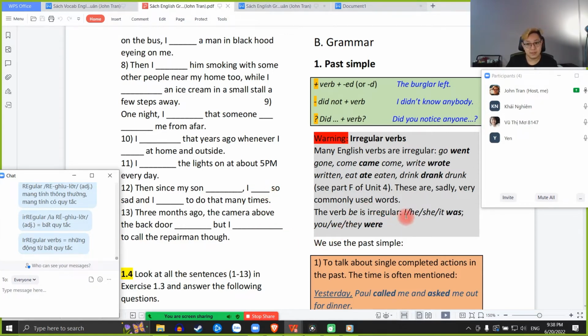The verb be is irregular. Ngay cả cái động từ to be nó cũng bất quy tắc nữa. Was, were nè: I, he, she, it was nè; you, we, they were nè.